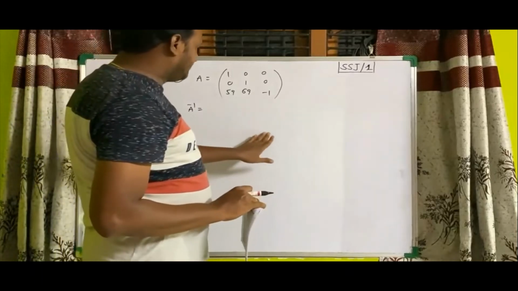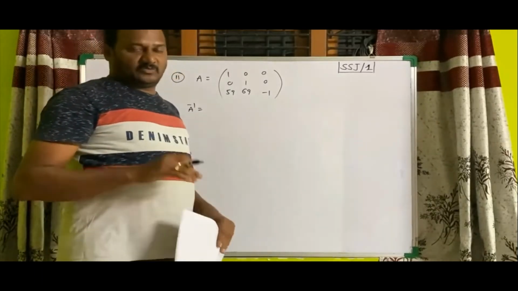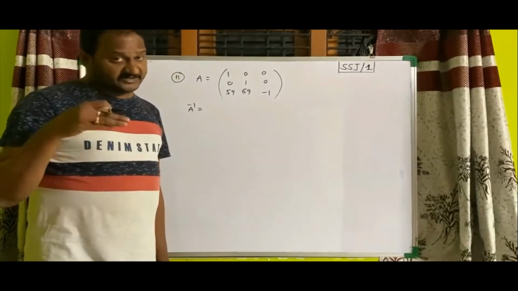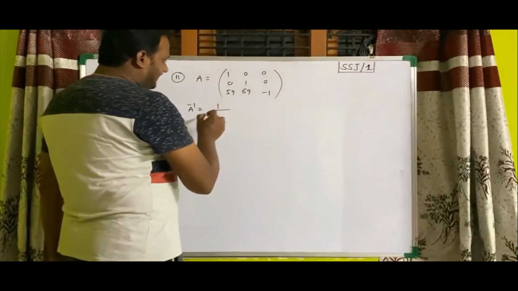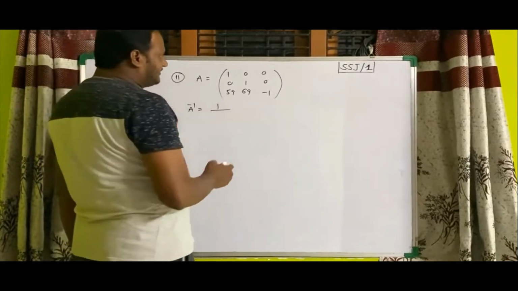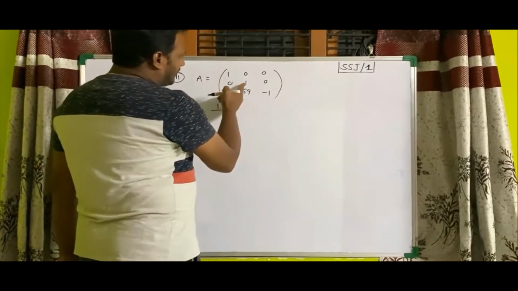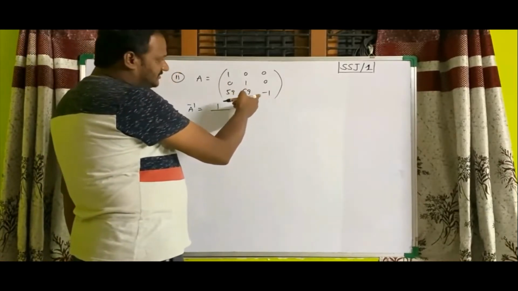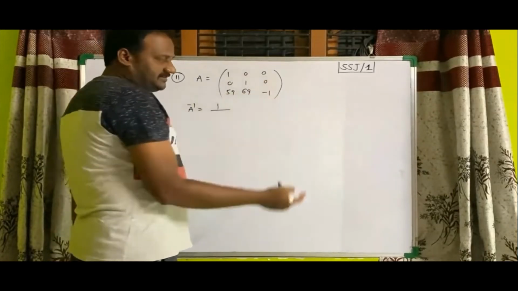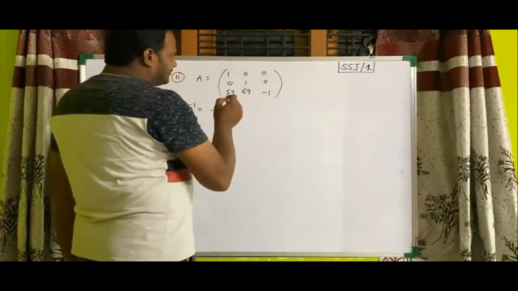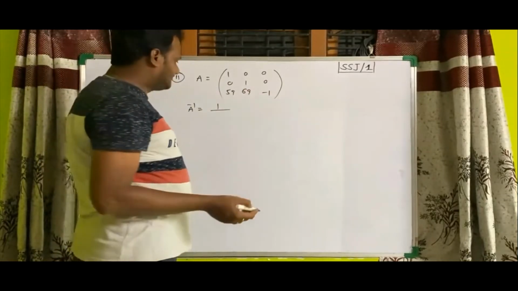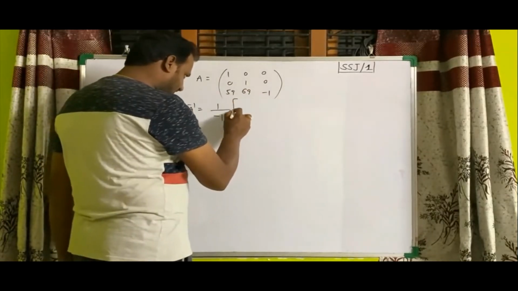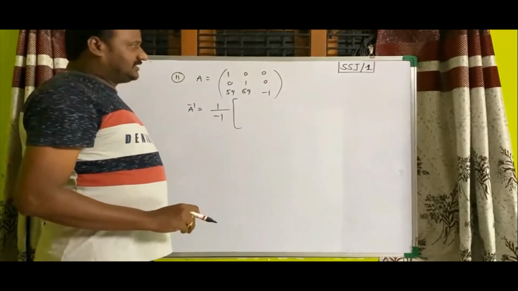So A inverse is equal to, see, if you want to find A inverse, 1 by determinant of A into adjoint A, right? So I will directly find out 1 divided by determinant of A. What is the determinant of A? 1 into minus 1 is equal to minus 1 and minus 0. The remaining two elements are 0, so you don't have to find them. So finally 1 into minus 1 is minus 1 minus 0 is minus 1, into, now the matrix.